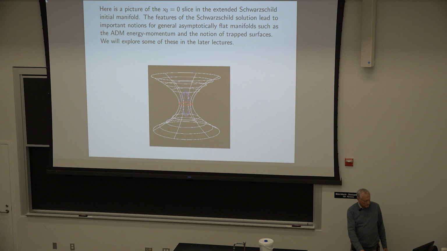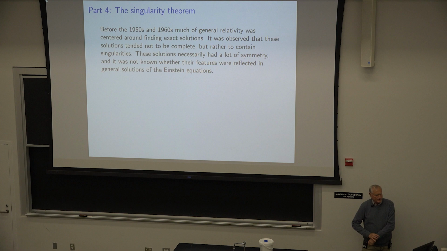Okay, so now I want to come to the ideas behind the singularity theorem. Just to motivate it, before the 50s and 60s, much of general relativity was centered around finding exact solutions. There are various exact solutions; if you look it up, even Gödel has a solution of the Einstein equation. There's a Gödel universe. In order to write down a solution of this set of equations, you have to assume a lot of symmetry. You make very special assumptions.